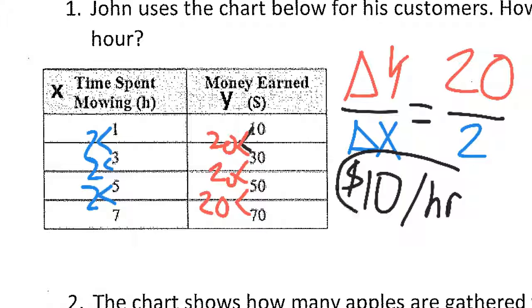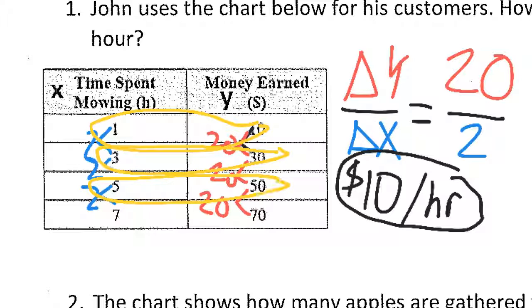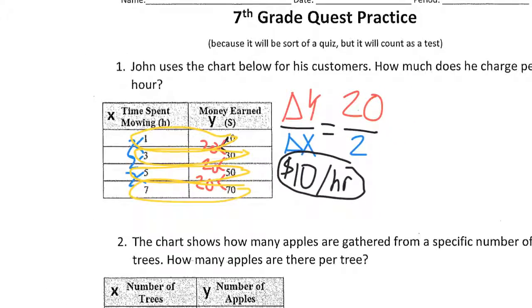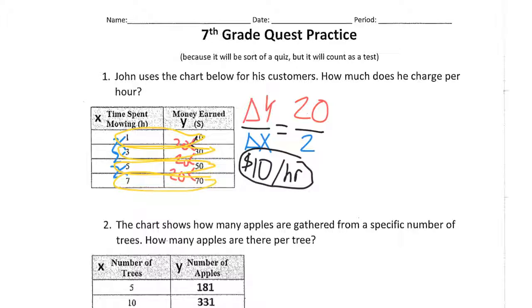Now, I know it's pretty simple to see that if I did 10 divided by 1, I'd get 10. 30 divided by 3, I'd get 10. 50 divided by 5, I'd get 10. 70 divided by 7, I'd get 10. That's pretty easy to see, but that's because this is what's called a proportional situation. They're not always that easy to see, as you'll see on number 2.